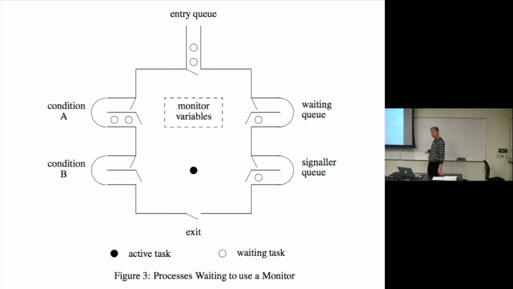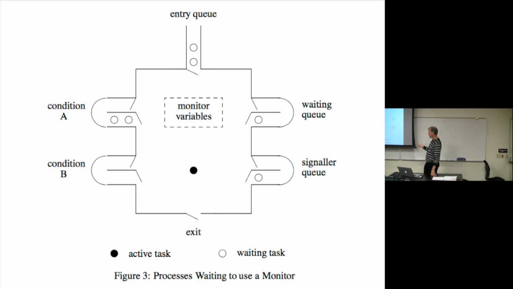Does the active task have to signal before it exits? There's no requirement that it does anything. The programmer can program it however he or she wants. But in order to have things work smoothly, you should program your signal Cs and your wait Cs so that everything runs right. Okay, does everybody see?